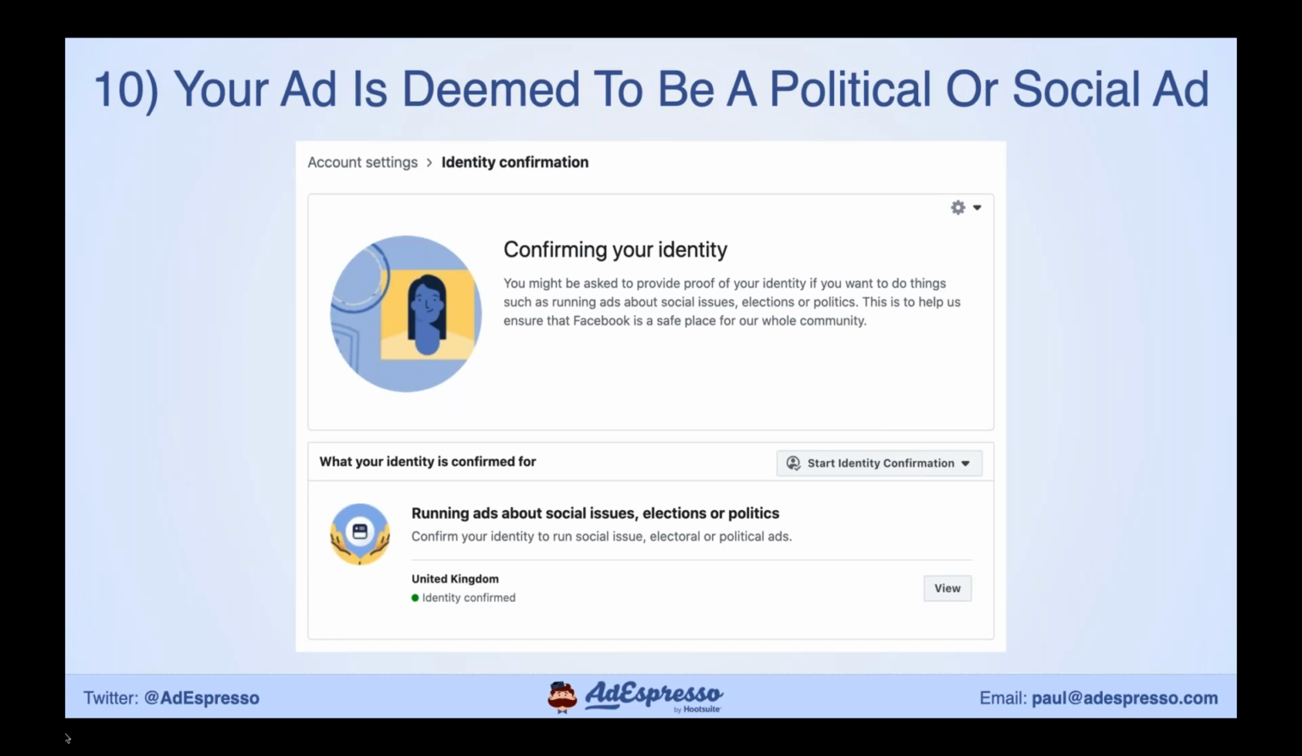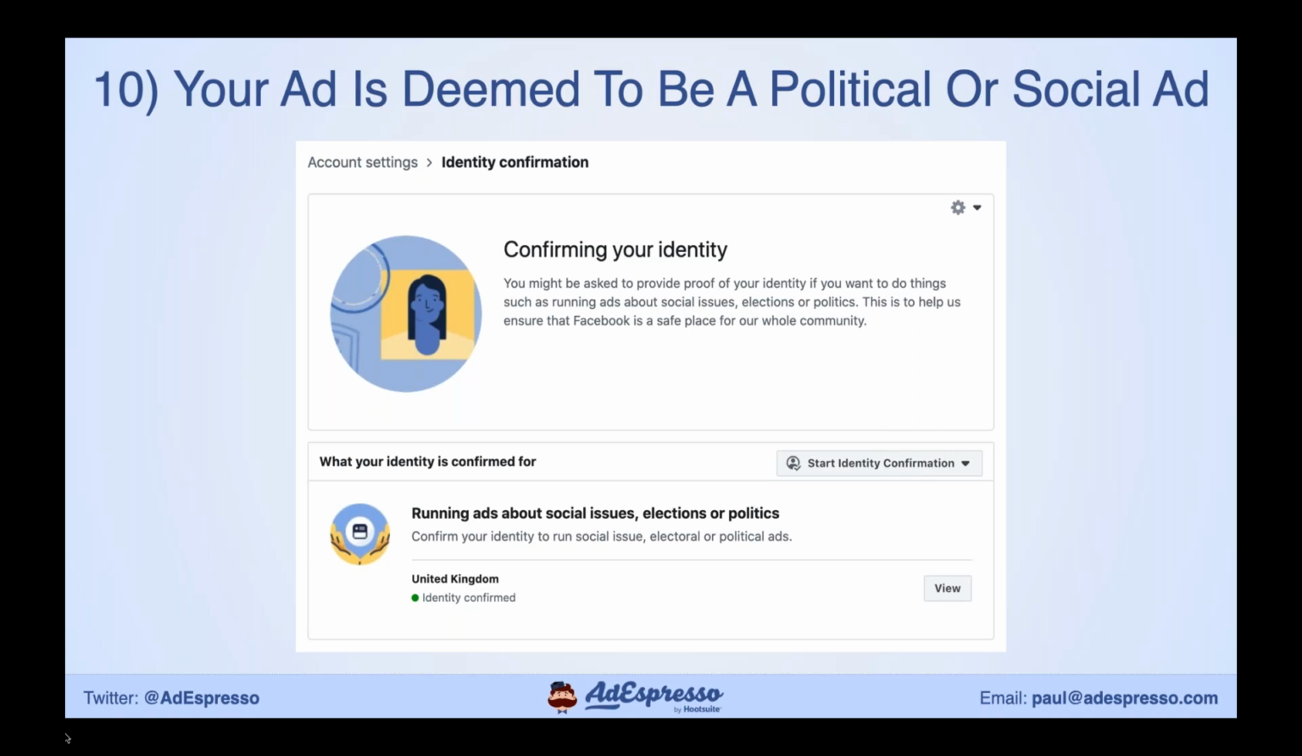It's a 2-step process. You need to verify your identity. What Facebook does is it sends you a code through the post so it can verify your address, and then it asks you to upload your passport or similar ID, like a photo driving license, so it can prove that you are that person. You then need to log in with 2-factor authentication so nobody else can use your account.